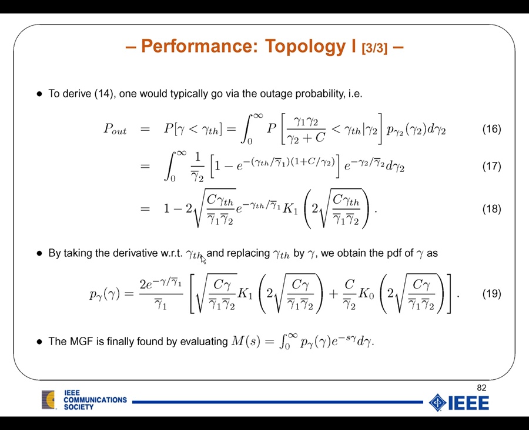What we do now, we replace the gamma threshold by gamma, and we obtain the PDF by differentiating with respect to that gamma. So the term we obtain from the outage is that one here. To obtain finally the moment generating function is done simply by using that expression down here. So we plug in that probability density function we derived into this expression down here, and finally we obtain 14. That is the first and only time I show how to derive the moment generating function. For all subsequent topologies, you would need to proceed in exactly the same fashion.